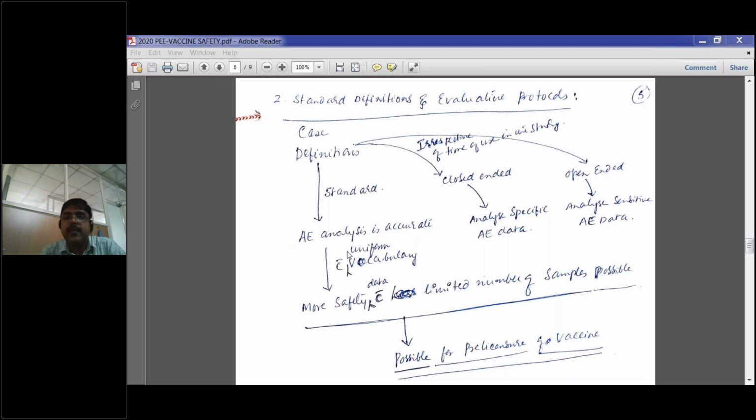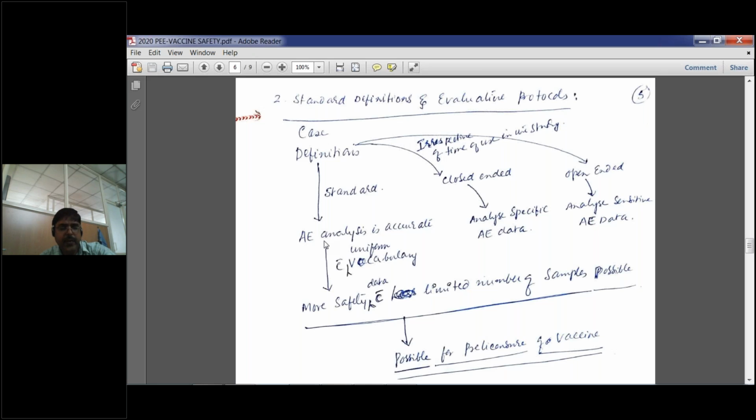So to do this, you need to use the same uniform vocabulary. Then naturally you get the information which will help the pre-licenser more to give the license for you. This also helps, even though the data is less, because having used standard definitions, the data will be accurate, and you can base on that to go for the preventive measures whenever the vaccine is administered.